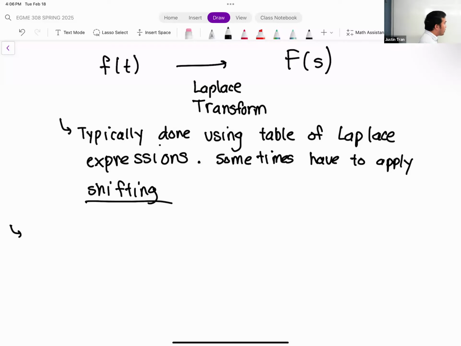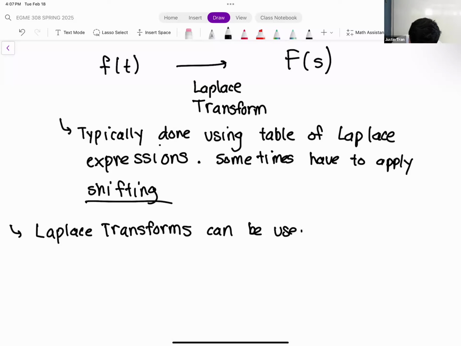We are just about ready to start applying this to solve an ordinary differential equation. Laplace transforms can be used to solve ordinary differential equations, and there's one main reason why we would do this: it takes your ordinary differential equation and transforms it into an algebra problem that we can work out with algebra.